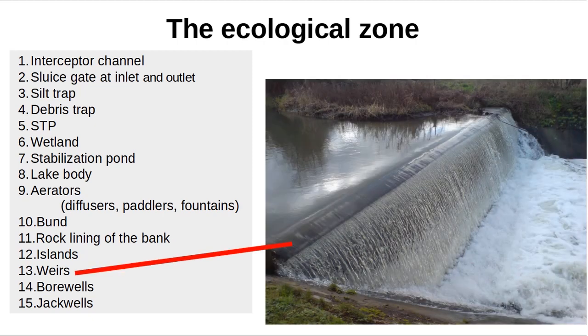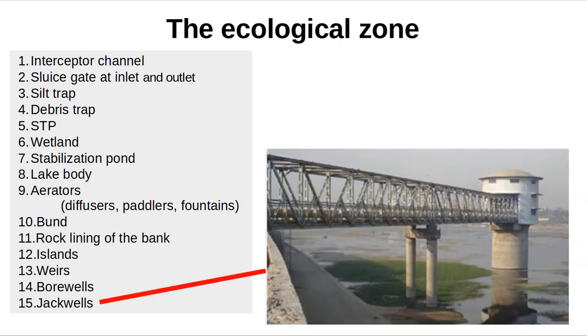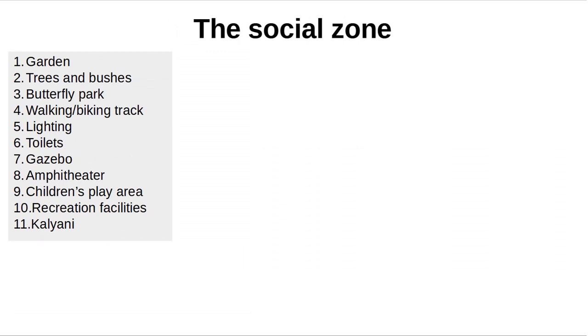A weir is a low dam built across an outlet of a river or a lake. If the lake water level rises above the top of the weir, it flows over the wall and passes to the downstream lake. A jack well is to draw large quantities of water from the bed. The social zone is useful for community meetings and activities. Most of the items on this list are self-explanatory, and we will cover only some items.